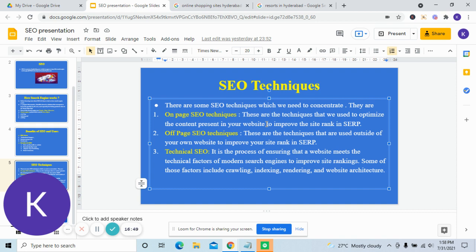The whole point is to make your website appear at the top of SERP. That means the first position in the SERP page. When a user searches for a particular keyword, if your website appears at the top of the SERP page, then he is going to click on that website. Obviously, he doesn't go down.